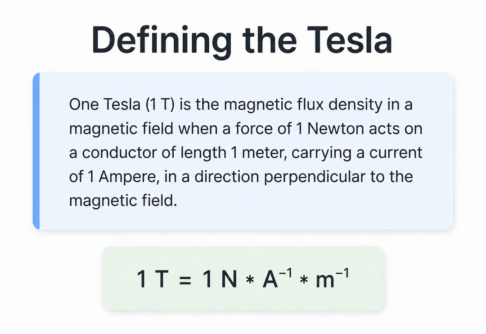Let's look closer at this unit, the Tesla. By definition, a magnetic field has a magnetic flux density of exactly 1 Tesla if a 1 meter long wire carrying a current of 1 ampere experiences a mechanical force of exactly 1 Newton when placed perpendicular to the field lines. This means 1 Tesla is equivalent to 1 Newton per ampere meter. It's a very large unit of magnetic field strength, as we'll see in practical examples.